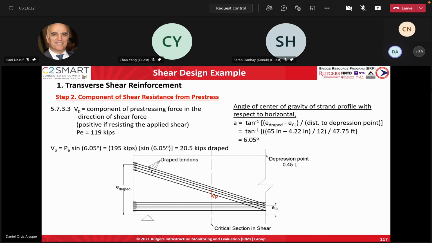We also need to calculate the angle. To calculate the angle, we're going to need the eccentricity of only these 4 tendons at the end and at the depressing point at 0.45 L. That gives us a total of 6 degrees. Then after, we can calculate the Vp, and it gives us 20.5.